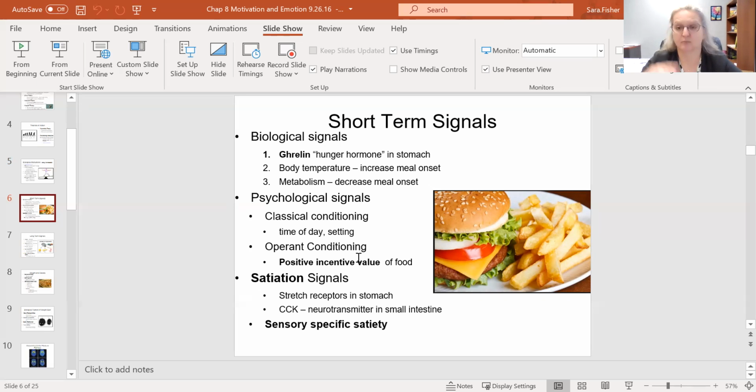Classic example: red Doritos versus iceberg lettuce. Both of them are good, but I'm going to have a harder time stopping eating my red Doritos than I am my iceberg lettuce. Why is that? Because red Doritos has a higher positive incentive value. It's richer, it's saltier, it has more flavors than the iceberg lettuce. So I will eat more because it has more incentive value.